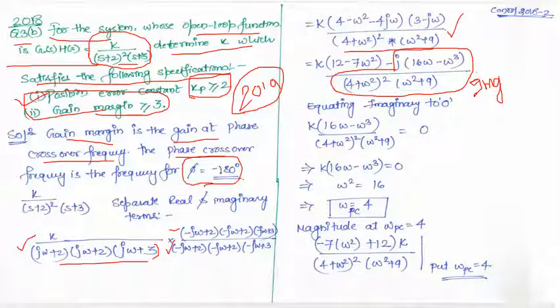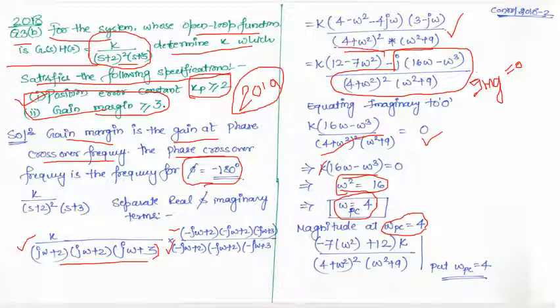Then you can find the phase crossover frequency. If you equate that to 0, this whole denominator term will vanish, and you will find that this k also will vanish, and you can easily find out the omega value, which comes out to be 4. That means for omega equal to 4, the phase angle is minus 180 degrees. Now we need to find out the gain at omega equal to 4. So simply substitute this 4 in the real part.